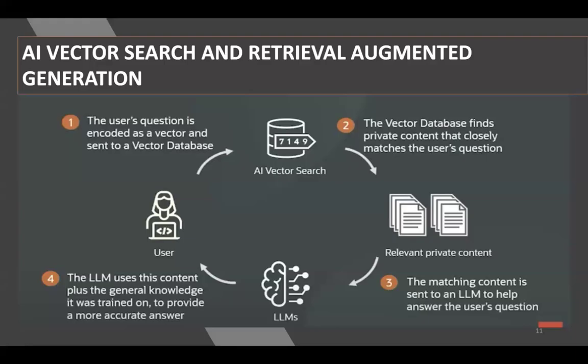The sequence of this solution works as follows. The user sends a query to the database. It is encoded as a vector and sent to the 23 AI database. It finds private data which closely matches your query. Now that query along with that private data is sent to the LLM. Now the LLM will use this latest business data along with the data on which it was trained to generate more accurate results. So that's how RAG can improve your business use case.